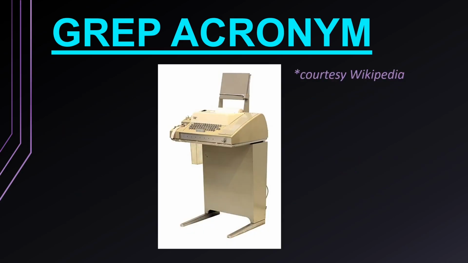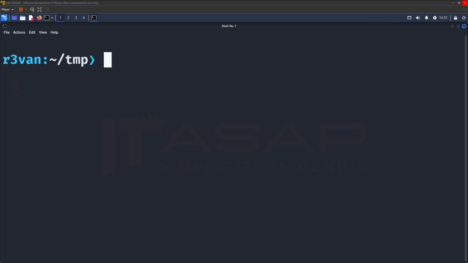Here's a picture of an old teletype Model 33. If you look closely, you can see the spool of paper at the top rear portion of the keyboard housing. This is where results would be printed. So there you have it. We discussed what grep is, where it came from, how it works, and the meaning behind that strange name.